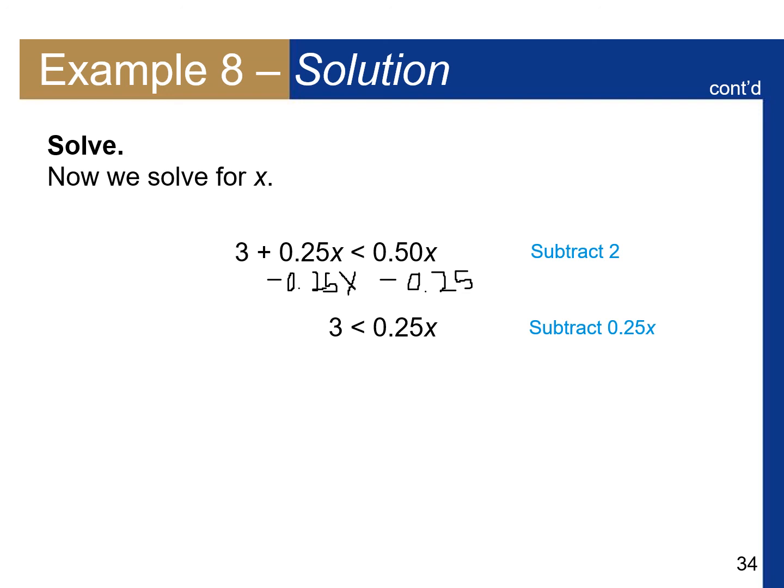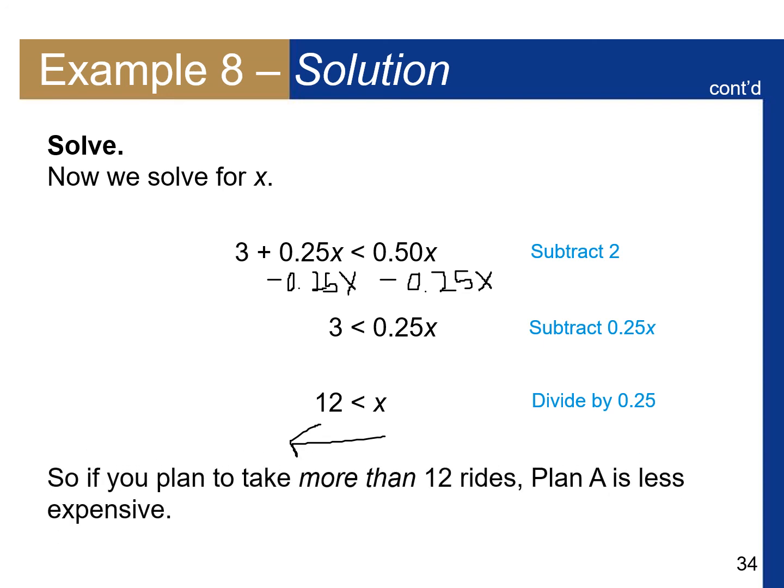Okay, so I subtracted the quarter from both sides, and then I get this, and now I'm going to divide by 0.25, and I get x is greater than 12. Remember, you are reading from right to left, so this now says greater than. Okay, and that should be about it. So if you plan to take more than 12 rides, plan A is less expensive.